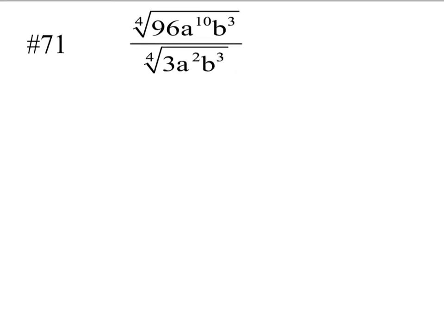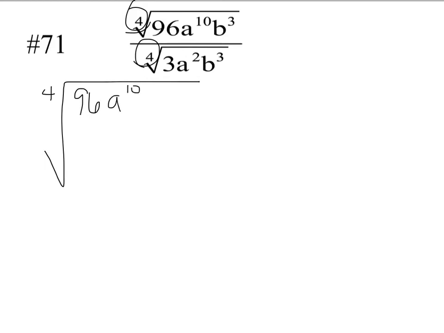Okay, we can immediately see that right here we have two indexes that are the same. They're both 4. So I can go ahead and write this whole big problem under one root using the quotient rule. So it's 96a to the 10th b cubed over 3a squared b cubed. Okay, so let's see if anything cancels or if we can reduce anything.